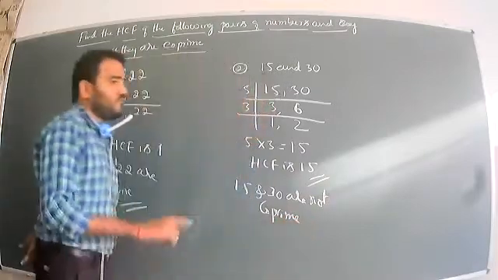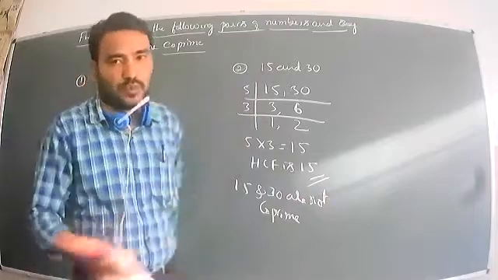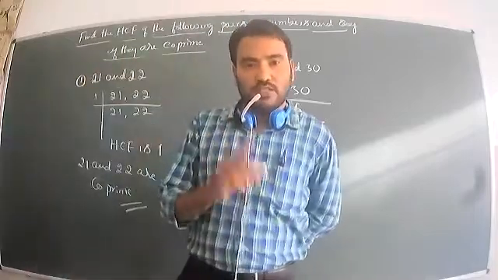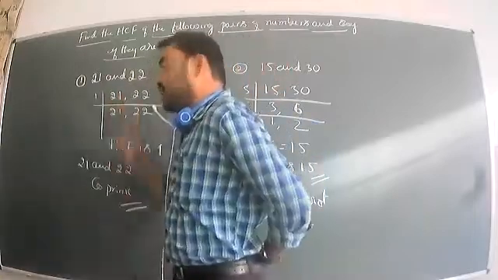If HCF comes greater than one, those are not co-prime. If one comes, so HCF is 1, those numbers are co-prime. Keep in mind. So you have to do it by dividing like this.